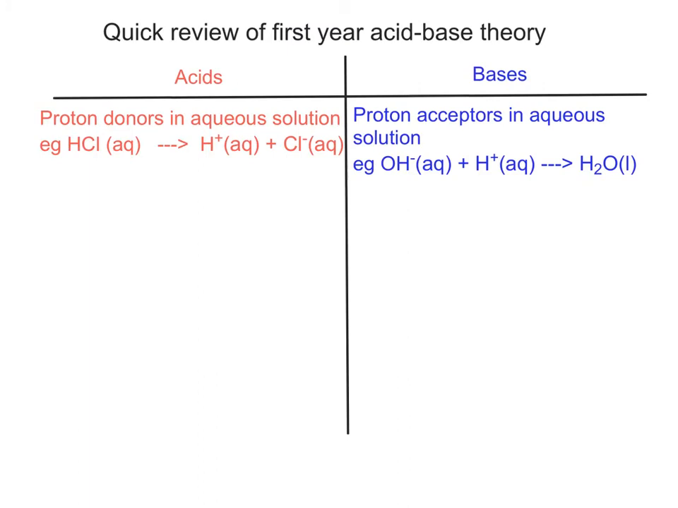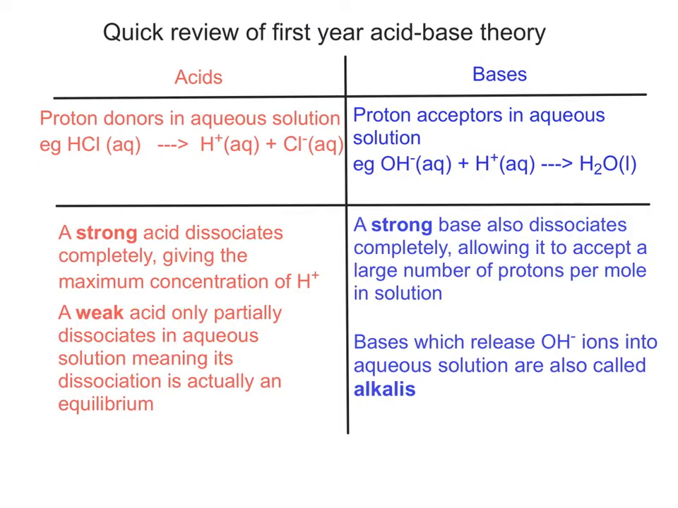So the fundamental idea is that acids are proton donors and bases are proton acceptors. The proton meaning the H+ in each case. So a strong acid dissociates completely, giving the maximum concentration of H+. A strong base also dissociates completely, allowing it to accept a large number of protons per mole in solution. Bases which release OH- ions into aqueous solution are also called alkalis. So a weak acid only partially dissociates, meaning its dissociation is in reality an equilibrium.